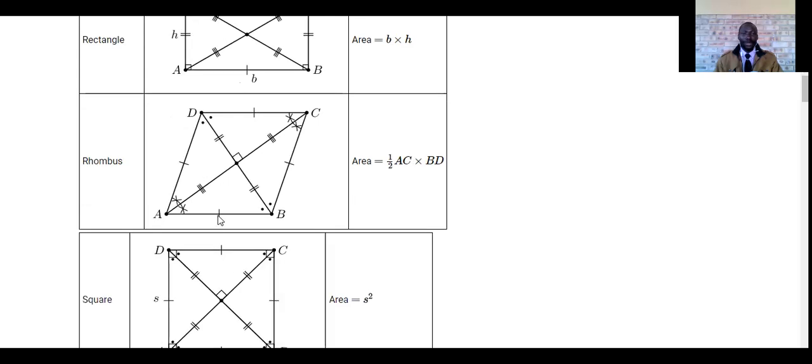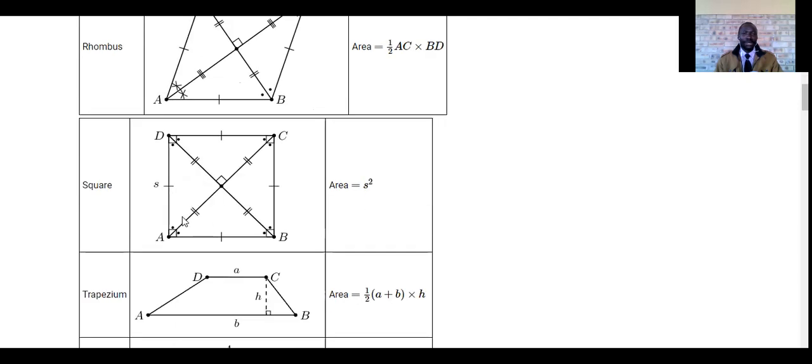The other polygon we are going to be looking at is called a rhombus. A rhombus is this type of polygon here. We will be investigating all the different properties of this type of polygon called a rhombus. We will also include in our discussion the area of a rhombus, which can be calculated when we know the length AC and the length BD, which we multiply and then divide by 2.